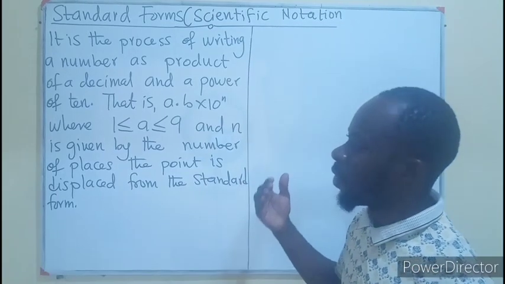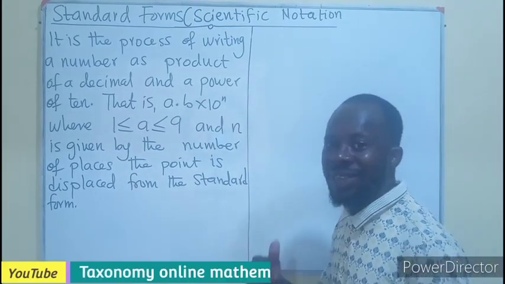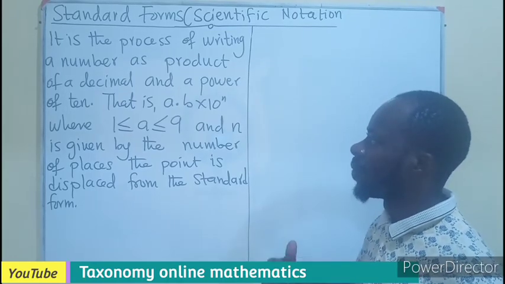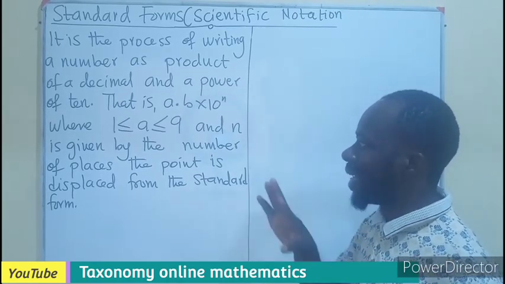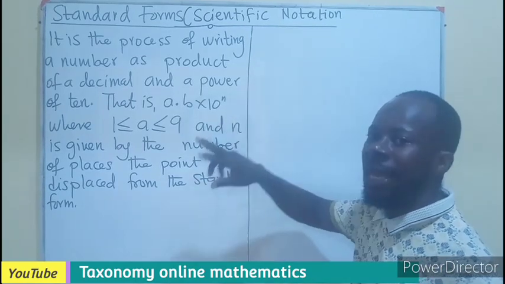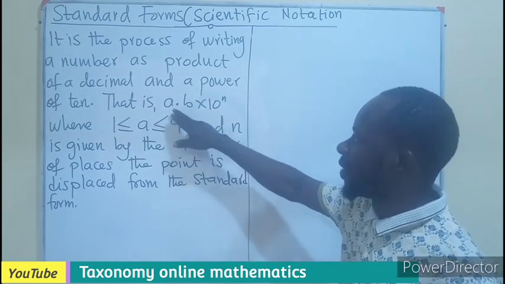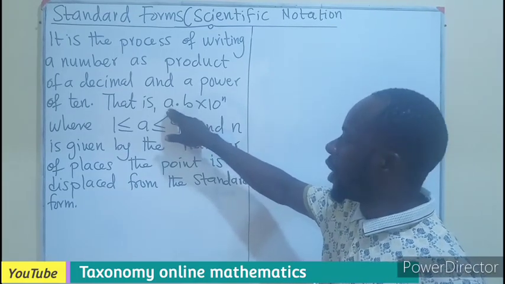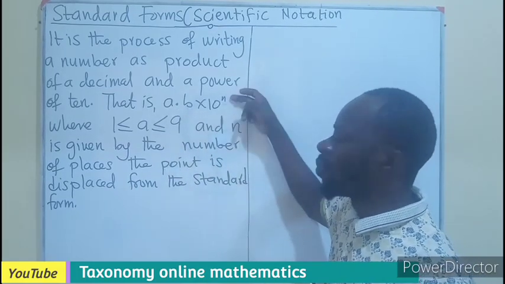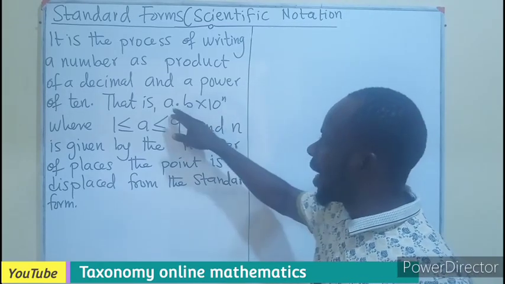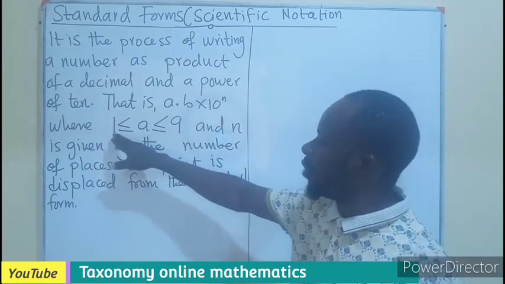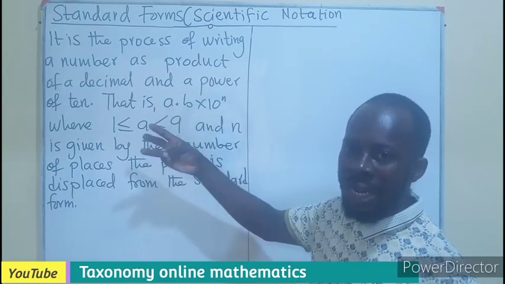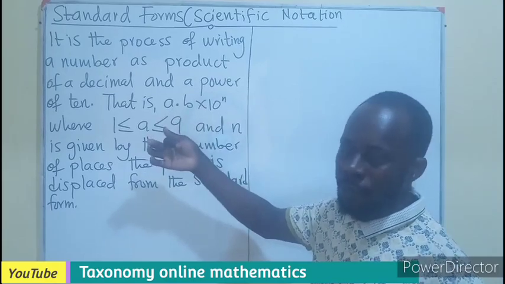Now, when we are talking of scientific notation, or better still, the standard form, we are only saying that it is a process of writing a number as a product of a decimal number and a power of 10. That is a point b times 10 exponent n, where a is just a number between 1 and 9 inclusively, meaning it can be 1, it can be 2, up to 9.